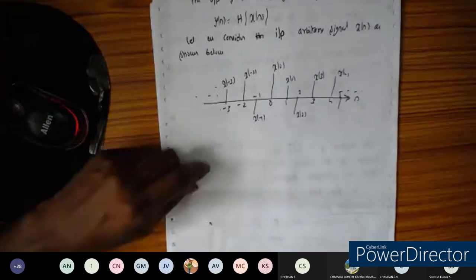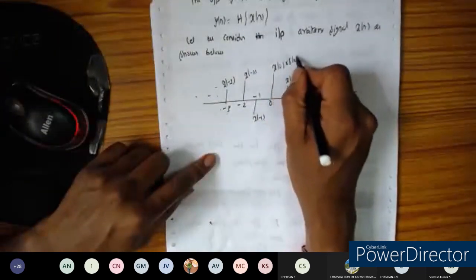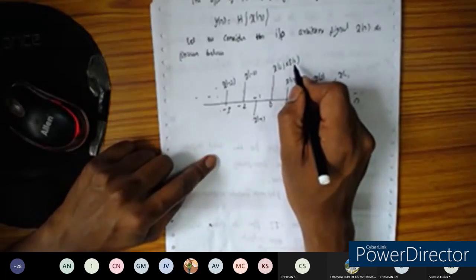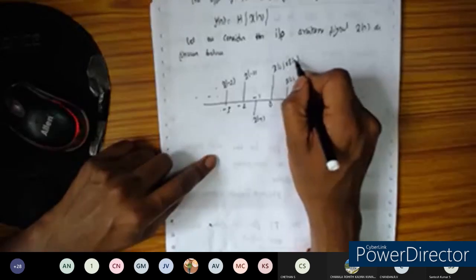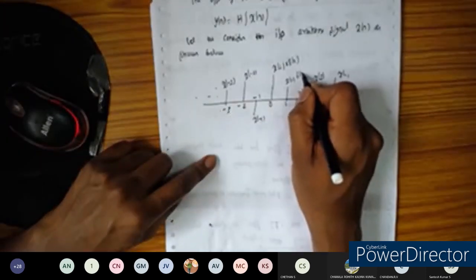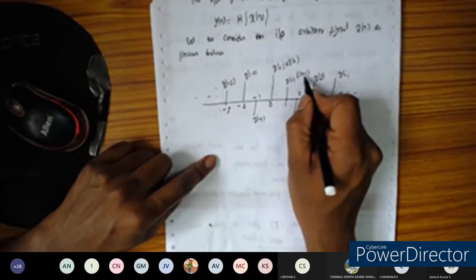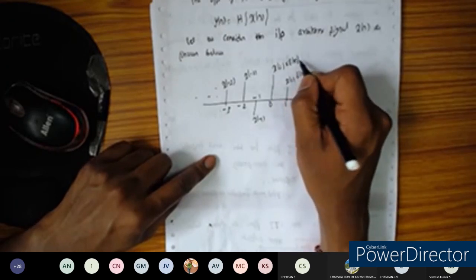How I'm going to express it as a summation is, at n is equal to 0, I can multiply x of 0 with delta of 0, delta of n. This one, at n is equal to 1, I can express as a time delayed sequence, delta of n minus 1. So I can represent it as delta of n minus 1, and this one as delta of n.